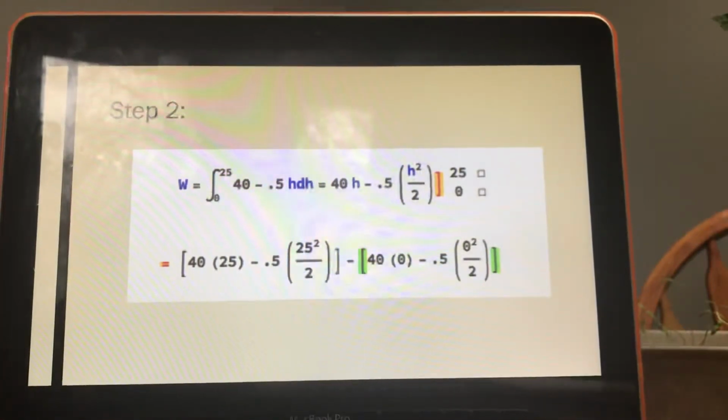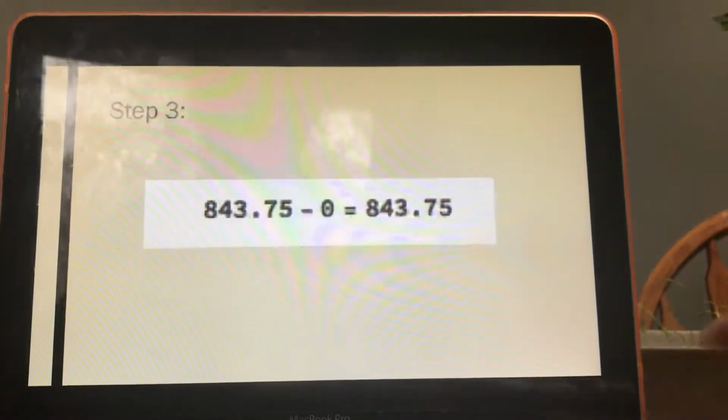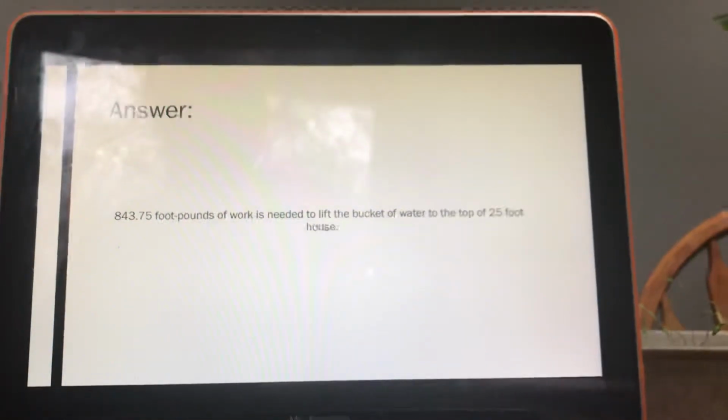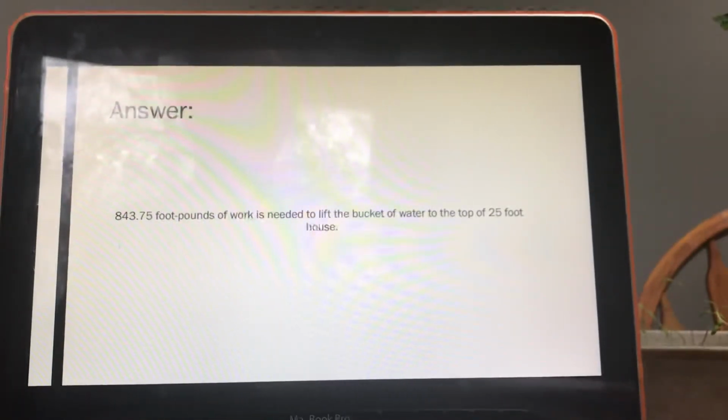We have to integrate this. Okay, so then we get 843.75 minus 0. So that gives us our 843.75. So our answer for this first problem is 843.75 foot-pounds of work is needed to lift the bucket of water to the top of a 25-foot house. So we used that rope to lift it all the way to the top, and we had an 843.75 foot-pounds of work needed.